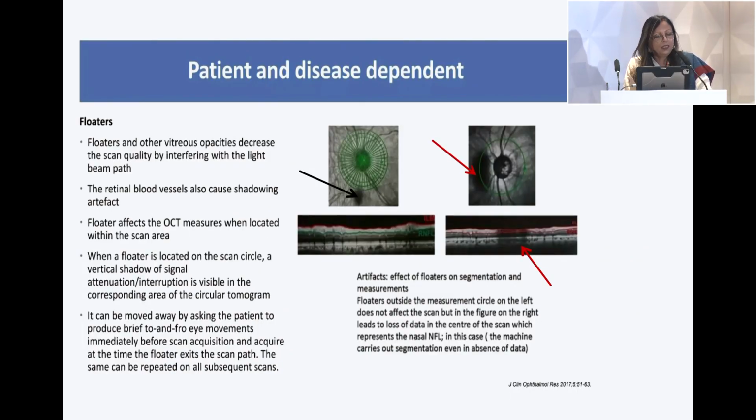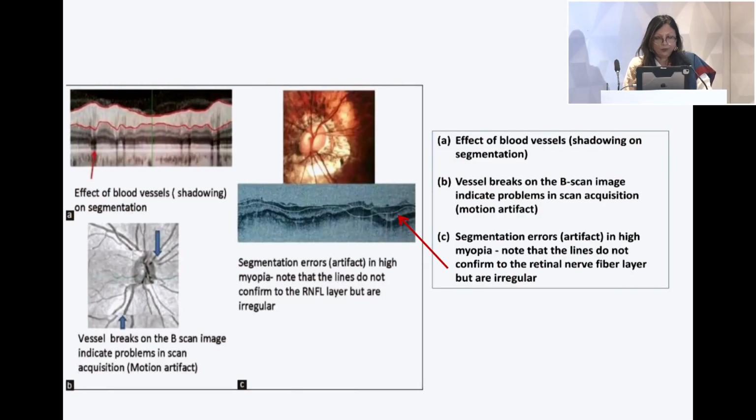So it is patient and disease dependent. If your patient has floaters, as you see out there, the areas of the floaters you can actually mistake for anything, as well as a retinal nerve fiber layer defect. So you need to be careful that these are not floaters that have come into the way of your OCT. Blood vessels also affect the segmentation of the OCT. So when you're taking the OCT scan, if you're not taking it yourself and your operator is taking it, she needs to be aware of the vessels that don't come in the way.